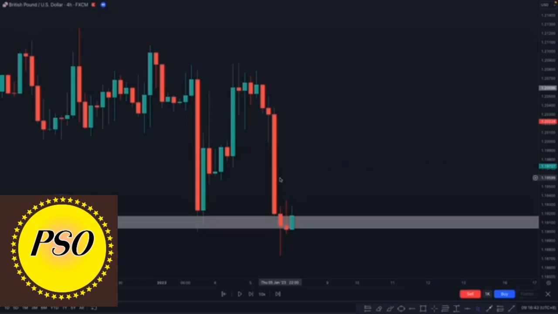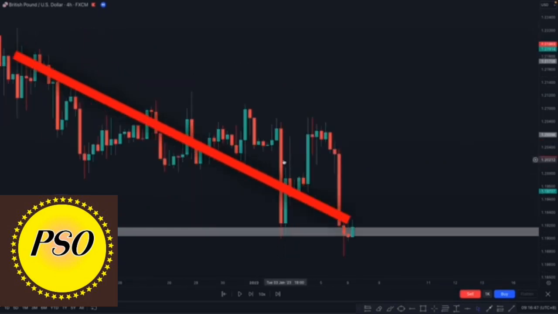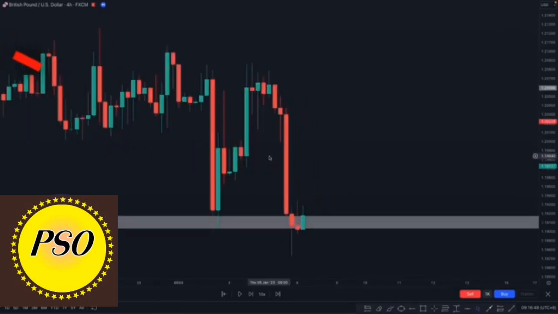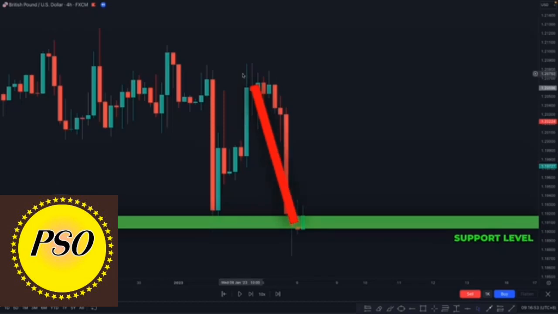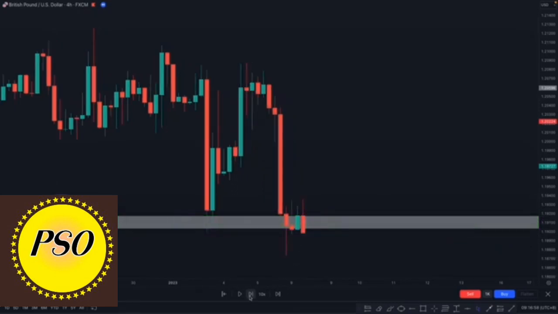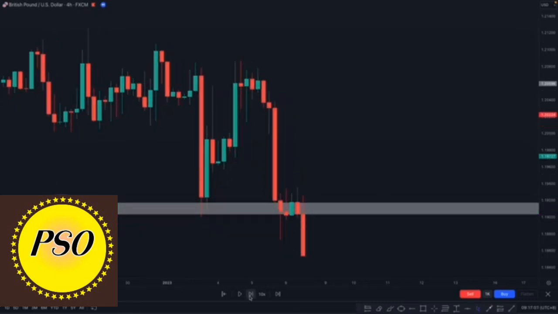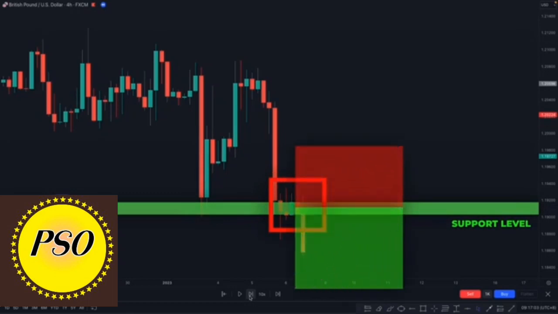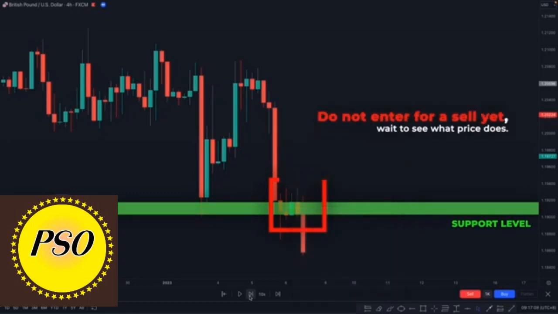Now, ladies and gentlemen, here's another example. You can see right now, price is in a downtrend instead of an uptrend just now. And in a downtrend, we are looking at the support levels, right? So you can see price come down to this support level that we have over here, and price is already at this support level. So you still want to wait to see what price does, and you can see, oh, price just broke through the support level. Do you enter for a sell right here? No, you wait. You are patient, you are disciplined, you wait.